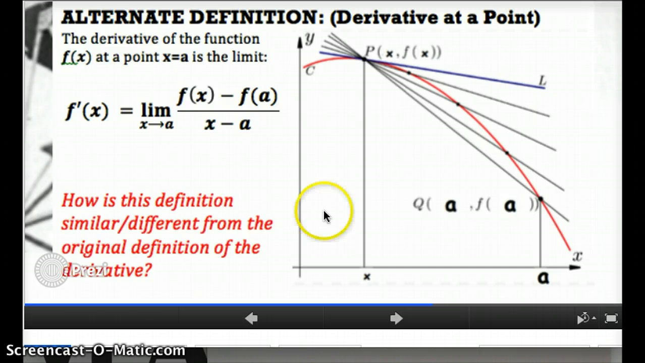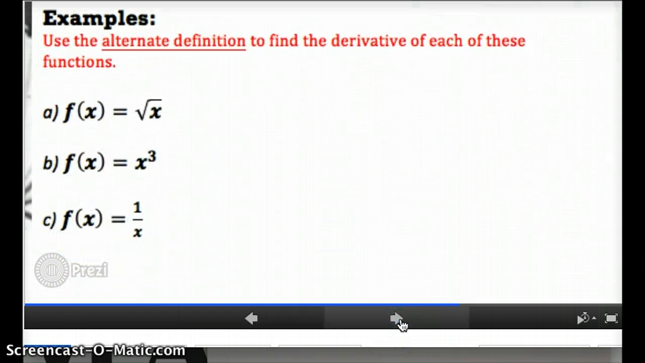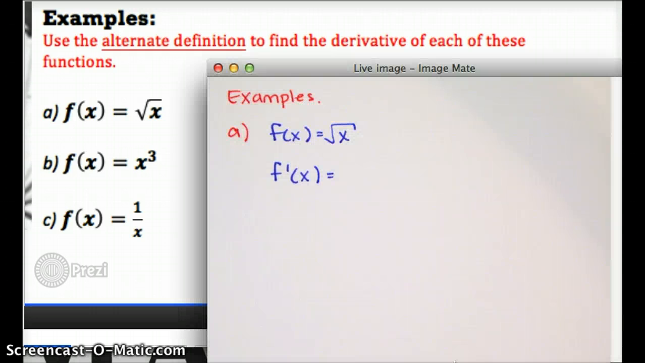So let's see this in action. I'm going to have you work out these three examples. You may notice they're actually the same examples as yesterday's video, but instead of using the limit of the difference quotient, we're going to use this alternate definition. I'll work the first one out with you so you can see what it looks like.